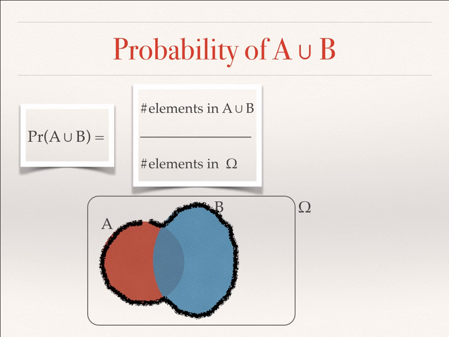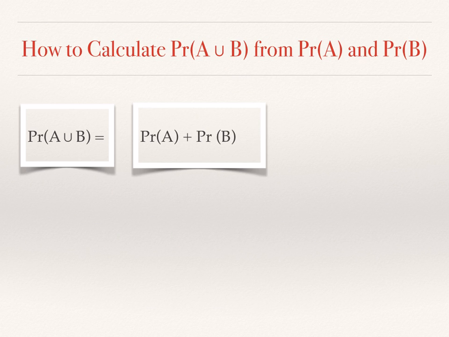Now, what is interesting here is that there is a way to calculate the probability of A union B from the probability of A and the probability of B individually. So supposing that you already know what the probability of A is, and you already know the probability of B, you can calculate the probability of A union B simply by adding the probability of A plus the probability of B. So this is very useful when you want to calculate probabilities.